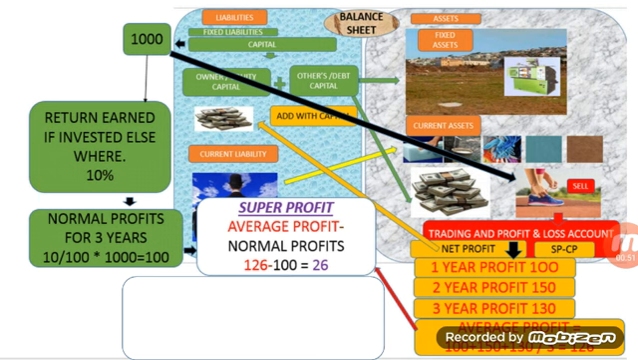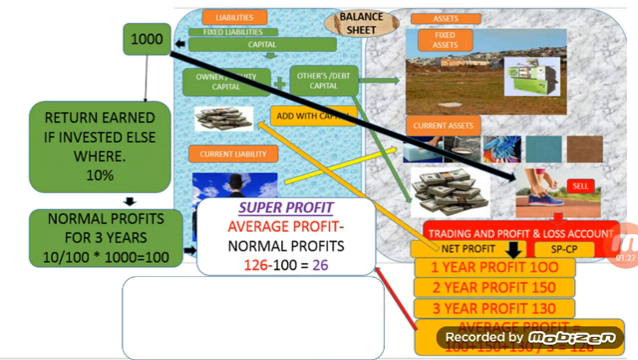So in order to calculate super profit, we need to first calculate average profit and deduct normal profits. So average profits can be calculated looking into the profit and loss account data, and normal profits can be calculated by looking into the normal rate of interest and then multiplying it with the total capital invested. So average profit minus normal profit will get super profit. In the earlier case, out here the average profit minus normal profit is 26. 26 is the super profit.